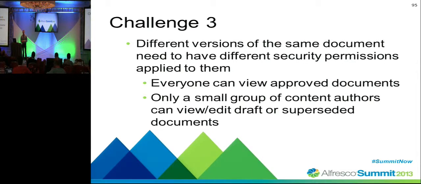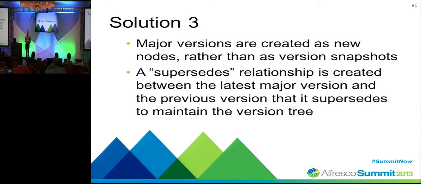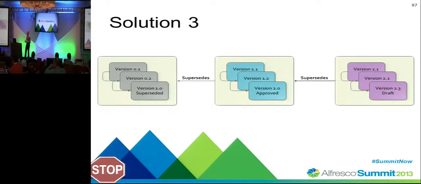The way we worked with this is basically for every major version of the document, we're creating a separate Alfresco node rather than keeping them all in the same version tree. They're separate nodes that get associated together using an association that we call supersedes. So we might have an approved version that supersedes another superseded version, and we might have a newer draft version node tree that supersedes the approved.